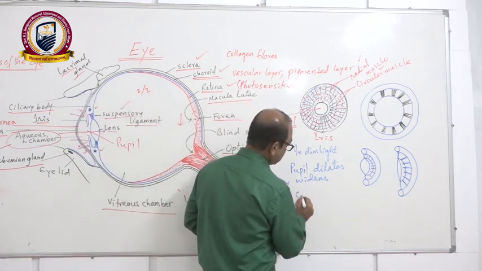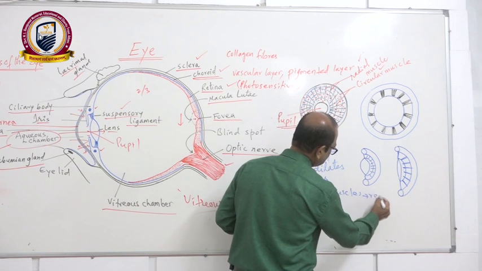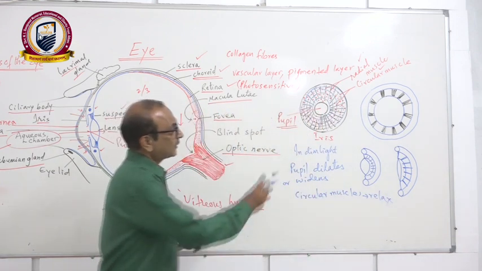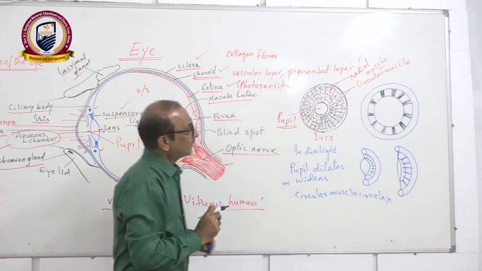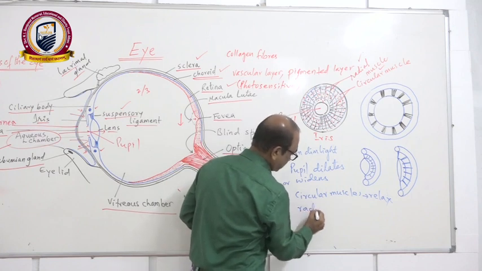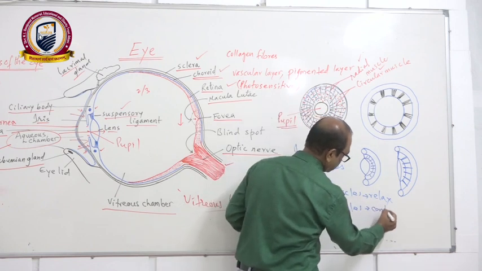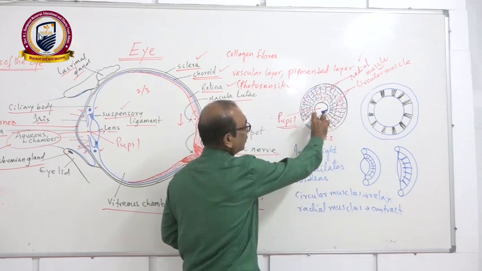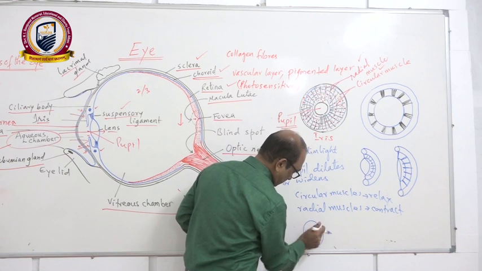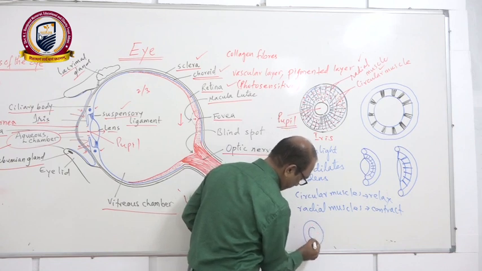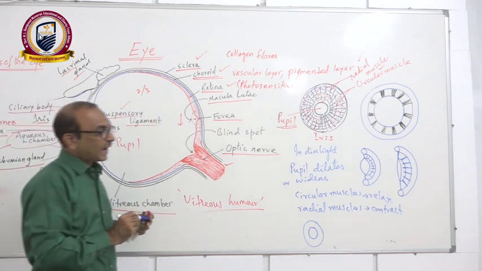Now here what happens is, the circular muscles of the iris relax. Circular muscles of the iris relax, they go away from the center, and then the radial muscles contract. So they become short by contracting. So as a result, the pupil size increases, the pupil widens. So that is how the light is accommodated.